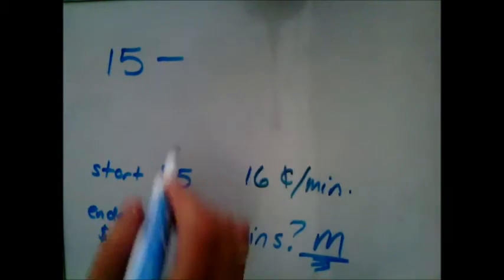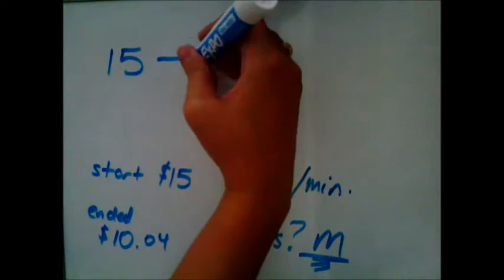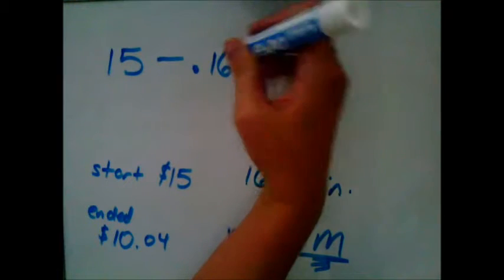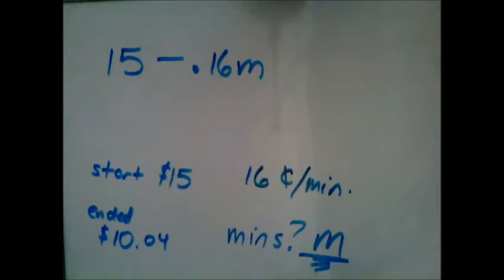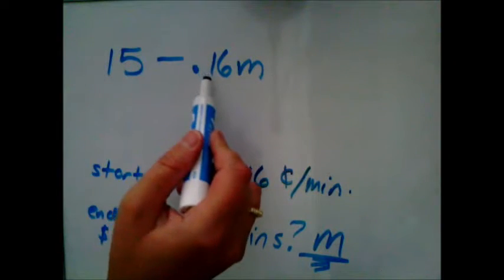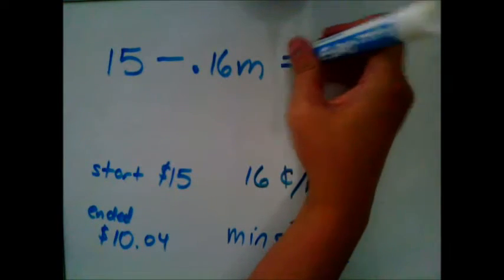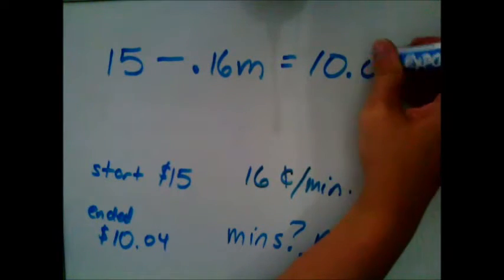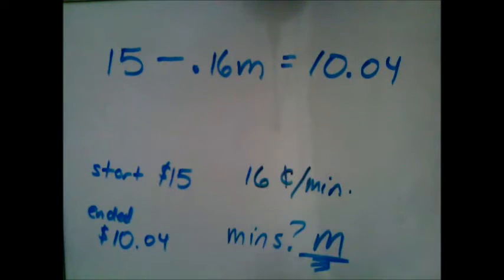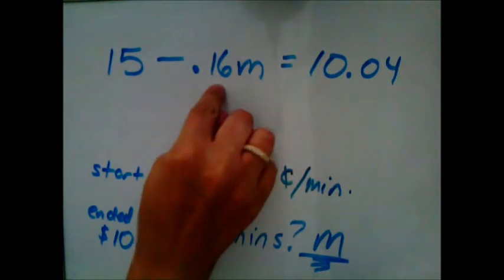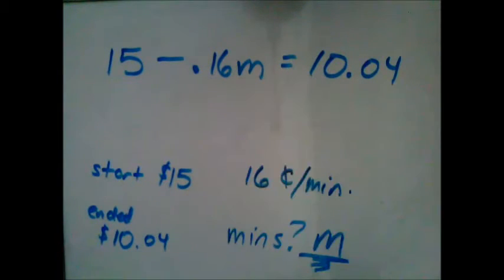Now be careful, if we have 15, this is in dollars. So when I go to write down 16, it needs to be 0.16, otherwise we're charging $16 a minute. So we have a starting balance. We lose 16 cents for every minute we talk. And at the end, we were left with $10.04. So now it looks like we have a workable equation. What we started with minus what we used should equal what we ended up with. And so now we can solve this.